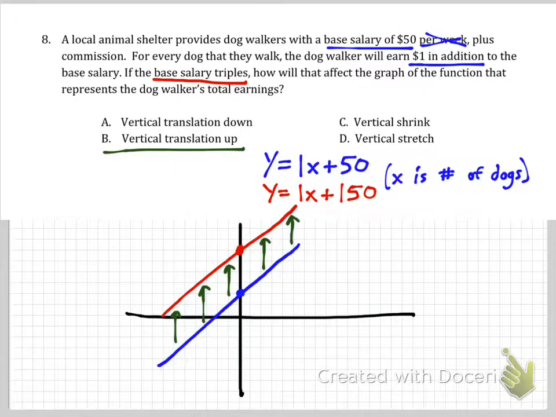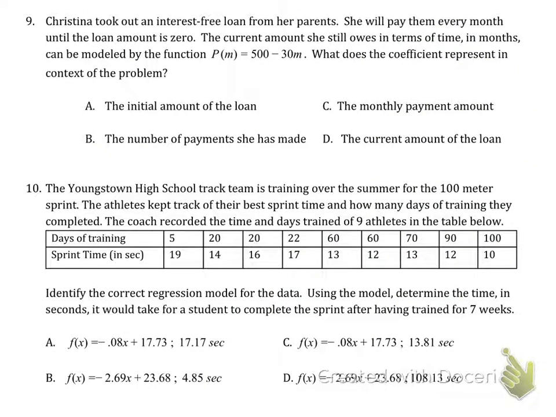All right, number 9. Christina took out an interest-free loan from her parents. She will pay them every month until the loan amount is 0. The current amount she still owes in terms of time in months can be modeled by the function P of m equals 500 minus 30m. What does the coefficient represent in the context of the problem?